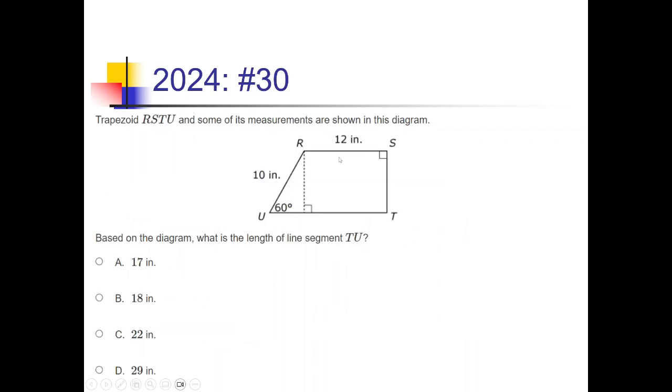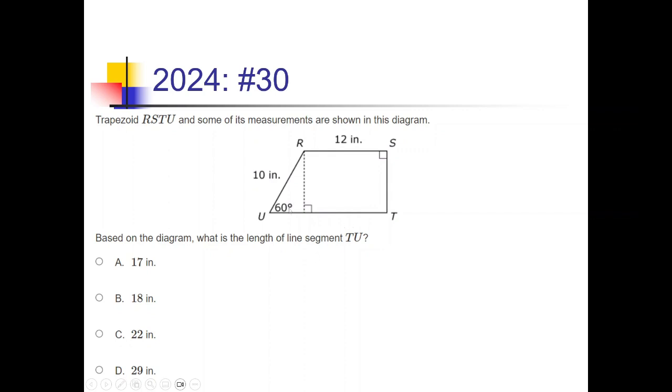For this problem, we've got a trapezoid and a couple of measurements on here. We've got 10 inches on this side and 12 inches here and 60 degrees right there. They didn't write the numbers, but we have 2 right angles here, which will also be important later on. Based on all this, we want the length of side TU, this long side on the bottom here. In order to figure that out, it would help if we could get the 2 pieces of TU, this little piece with the triangle and this other piece with this shape here, and just add them together.